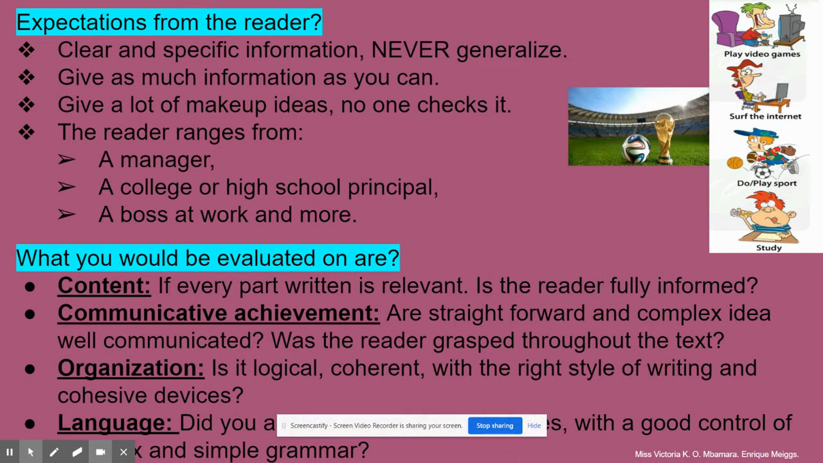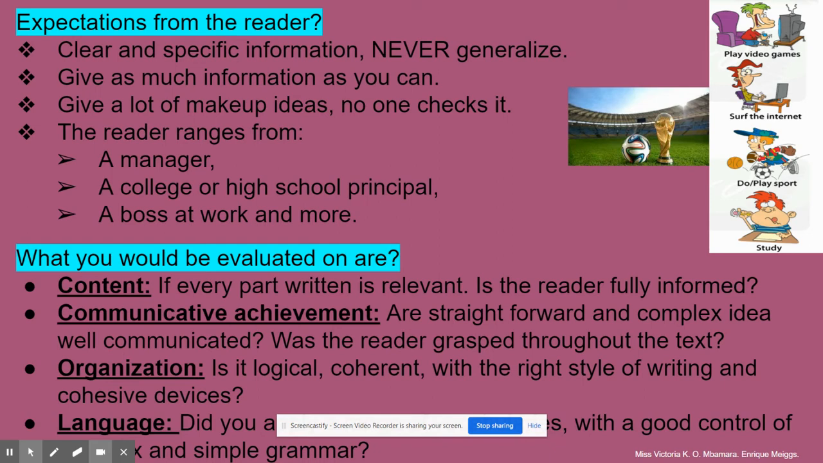Give as much information as you can, okay? Give a lot of made-up ideas because nobody is going to check if your information is true or false, okay? So try to make up as many ideas as you can. Now, the reader is always, for example, a manager of a business, a college principal or a high school principal, okay? Or a boss at work, and many more.